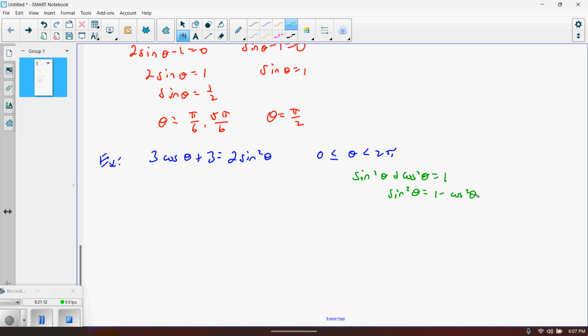And now I can substitute 1 minus cosine squared in for sine squared. And now everything will be in terms of cosine. So on the left-hand side, I've got 3 cosine theta plus 3. On the right side, we'll have 2 times 1 minus cosine squared theta. Now everything in that equation is cosines. So let's distribute the 2.